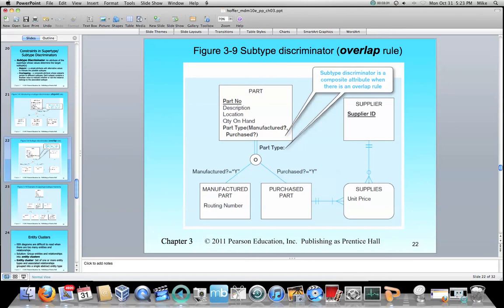If it's manufactured, it's going to be a Y. If it's purchased, it's going to be a Y. So in a lot of the instances associated with the supertype part, we're going to have either manufactured or purchased, but there are going to be some where the manufactured is yes and the purchased is yes. And in that case, that would be overlapping.